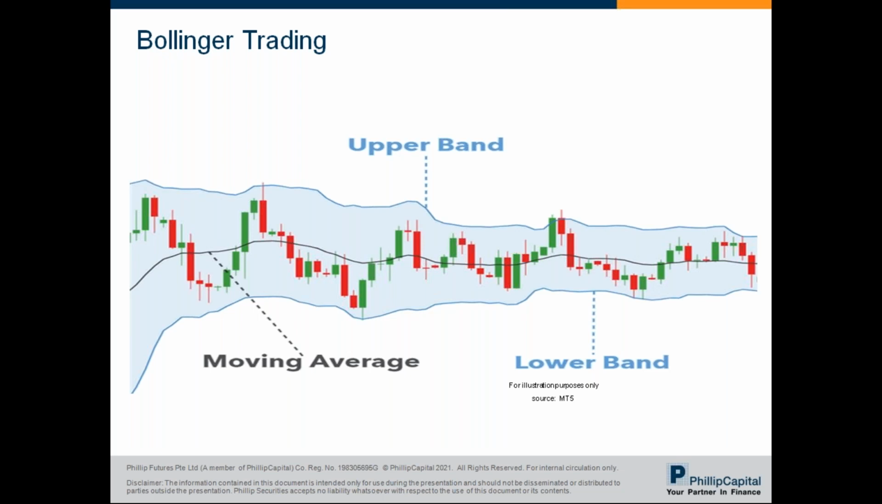There are some pointers that traders should take note of. The volatility for the Bollinger Band is based on standard deviation, so it changes as the volatility increases and decreases. The Bollinger Band will widen when the volatility increases and it will narrow when the volatility decreases. This is one of the key features of Bollinger Bands that traders need to take note of.